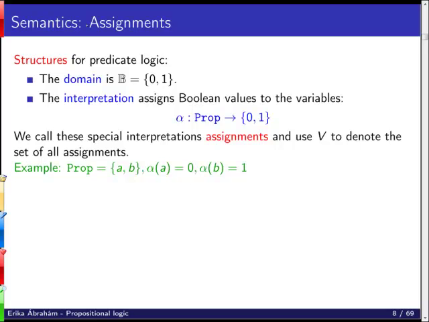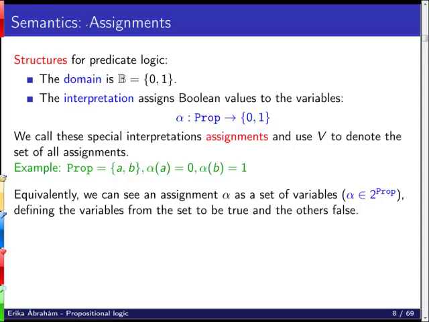So we can look at this interpretation as a function. Just to see some other possibilities, we can also see an assignment as a set of variables. These are just Booleans, so I select a set of variables which are true. So I could also look at an assignment as a set of variables, defining true for them and defining false for all the other variables. If we look at our previous assignment alpha, this would contain just the variable B in the set, because only the value of B is true.